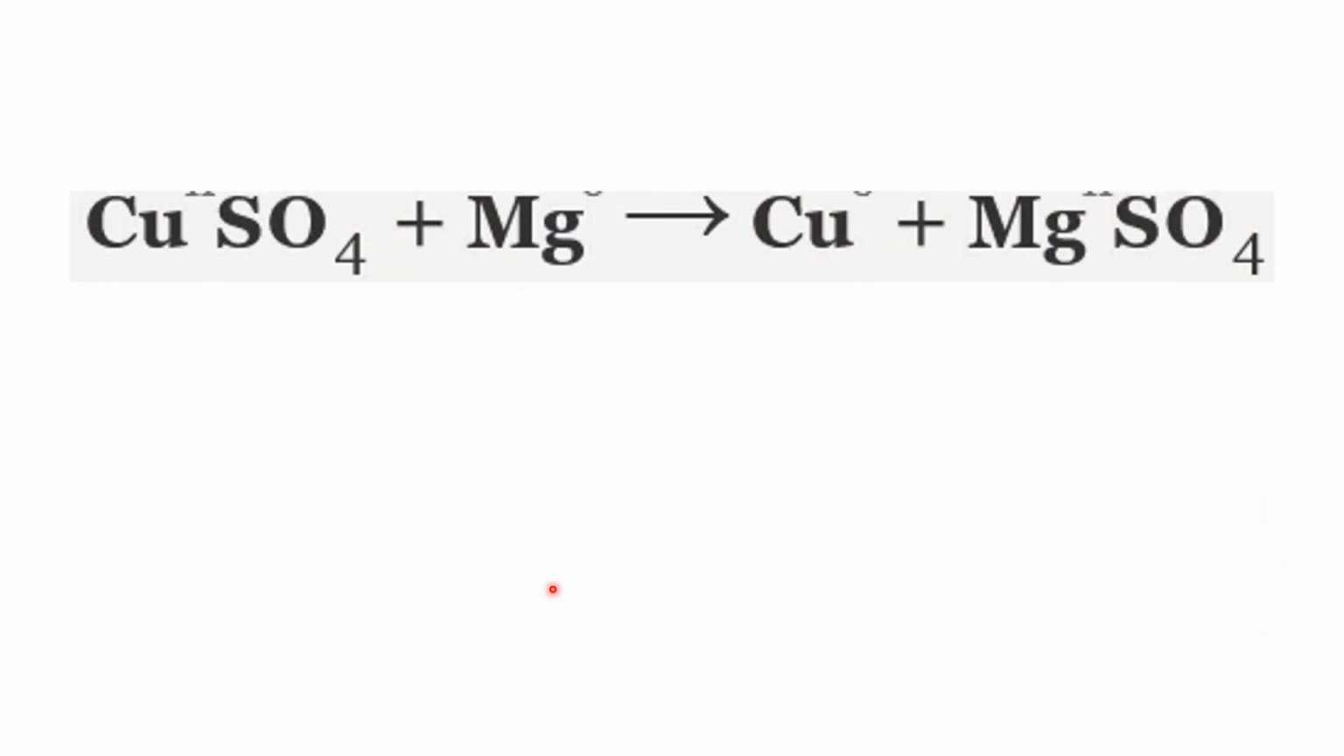Okay, so this is the balanced equation. Copper sulfate, which is blue at the start, with magnesium ribbon. Copper will deposit as a brown deposit, and what is left in solution is magnesium sulfate. If you evaporate the supernatant in an evaporating dish, this will give you a white residue, magnesium sulfate.